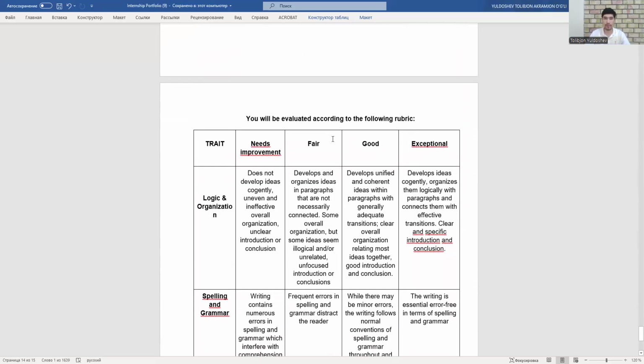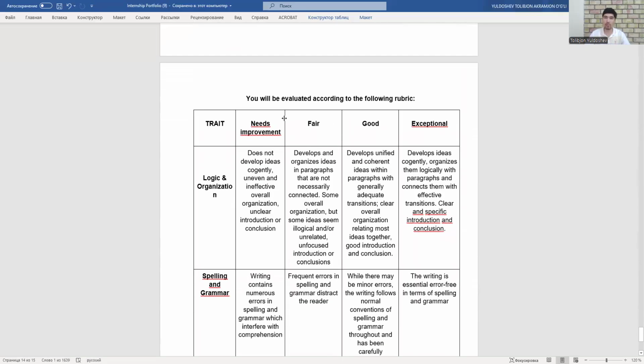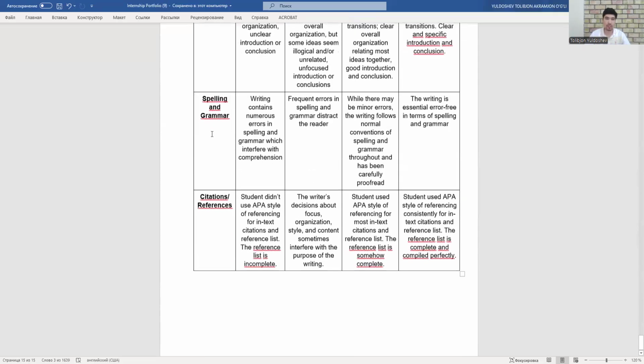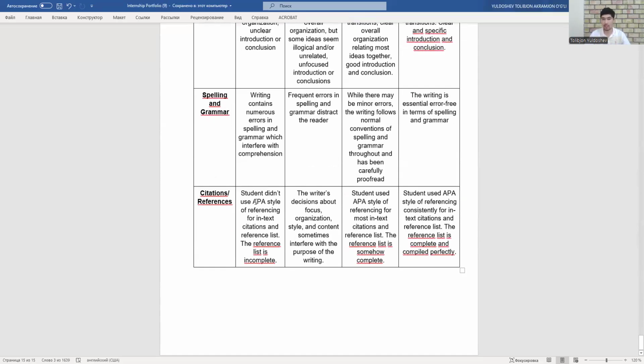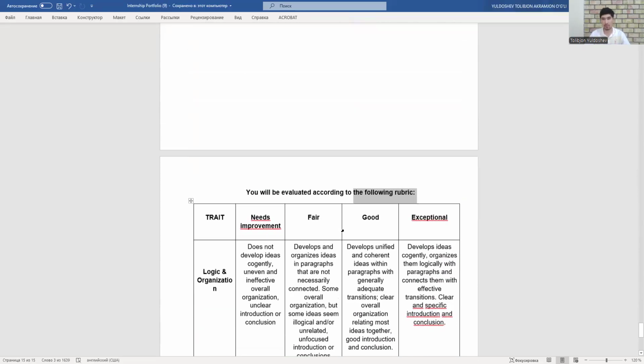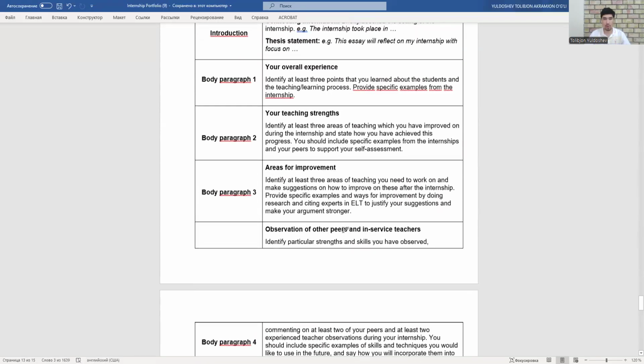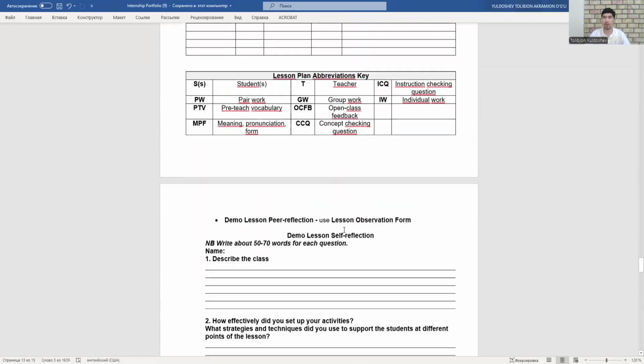Your last essay will also be checked by using this rubric like logic and organization, spelling and grammar, citations and references. That's all about your internship portfolio.